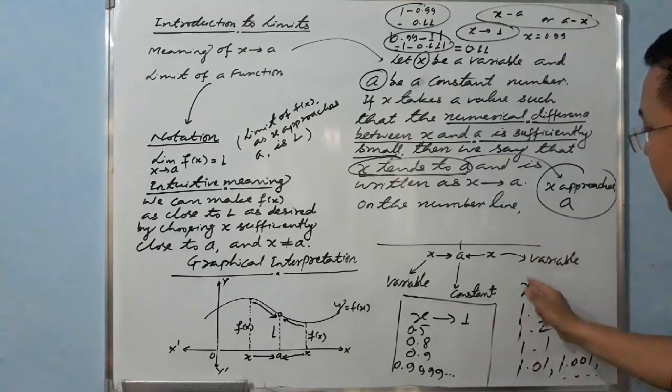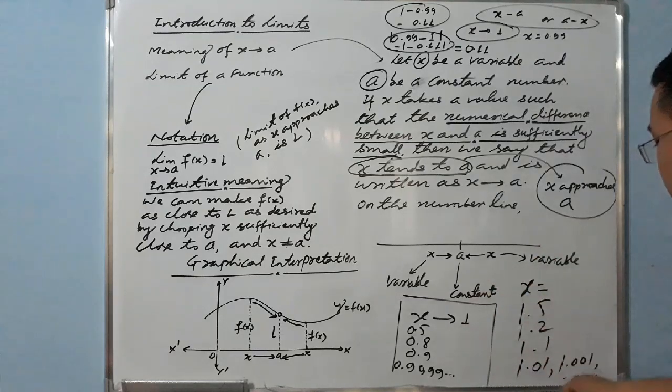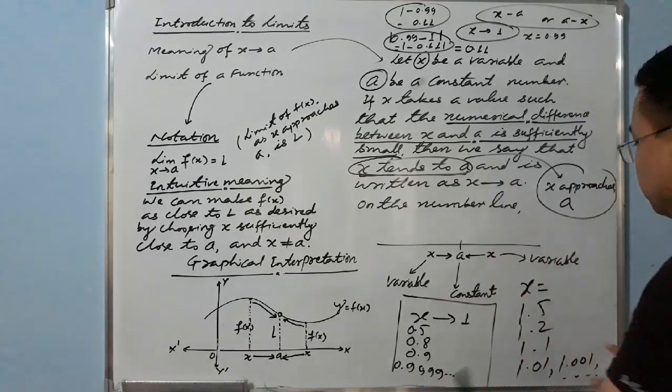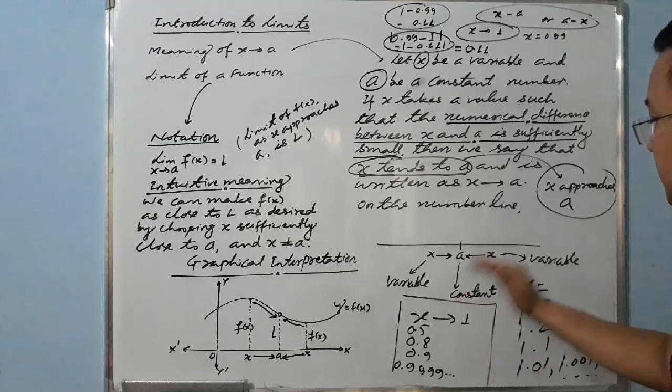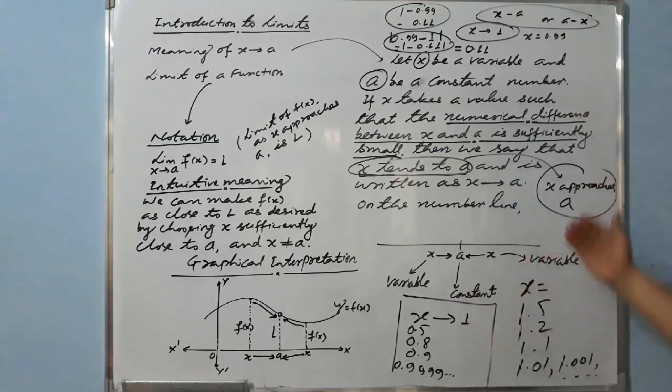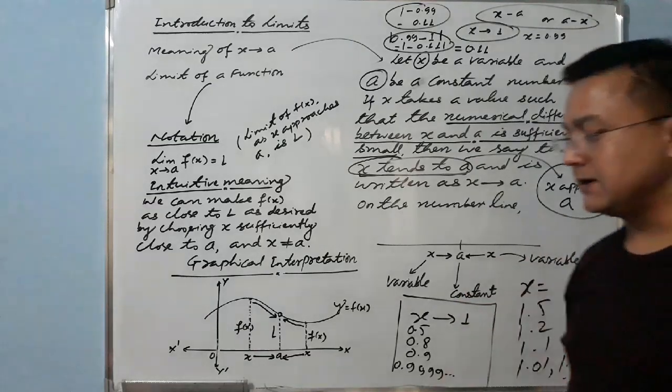Here also x tends to 1, and if we see this data, from here we can say x tends to 1. And if we see this data, here also x tends to 1, but what is the difference between them? Here x approaches from left of 1, and here x approaches from right of 1, right?